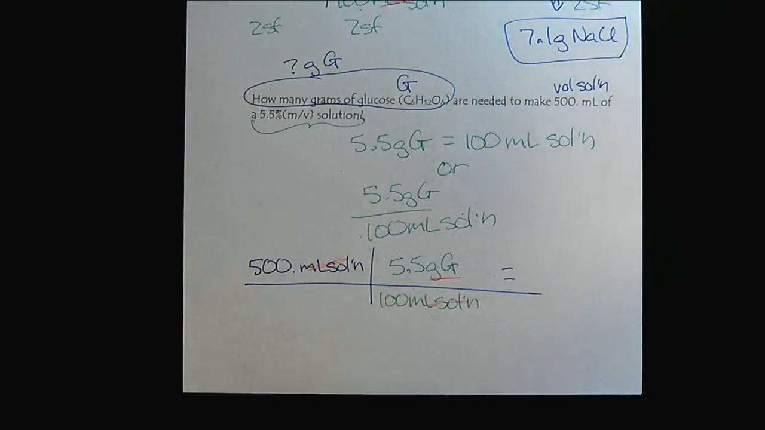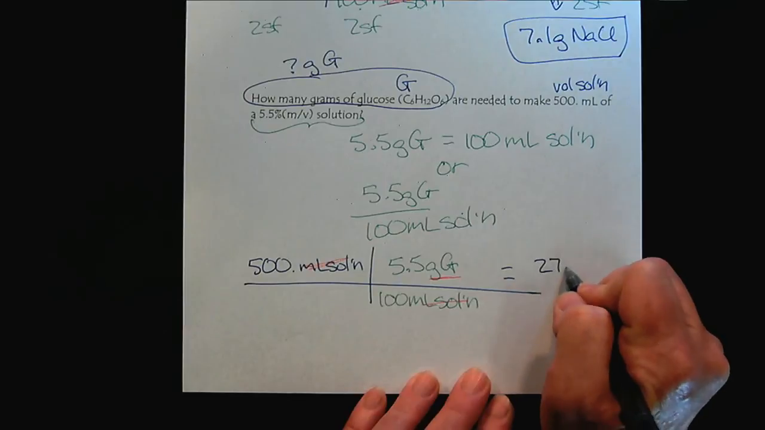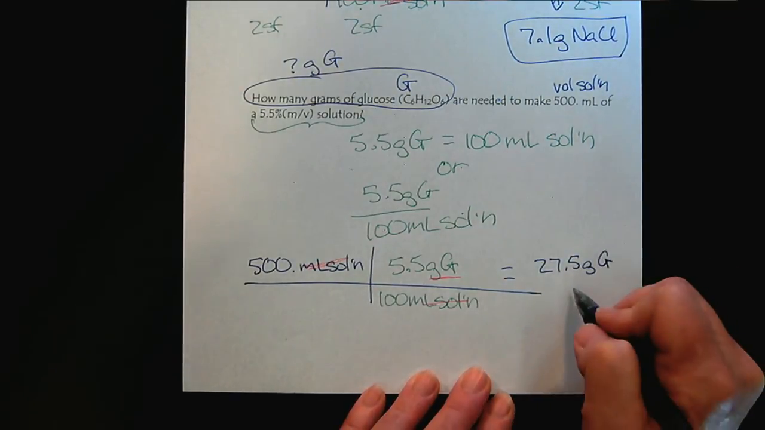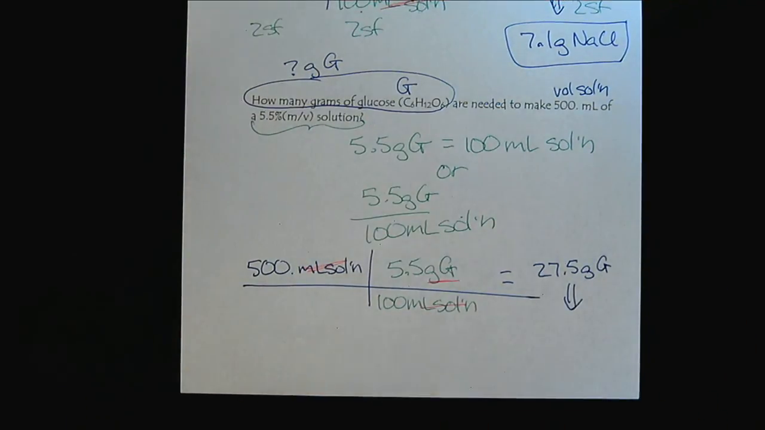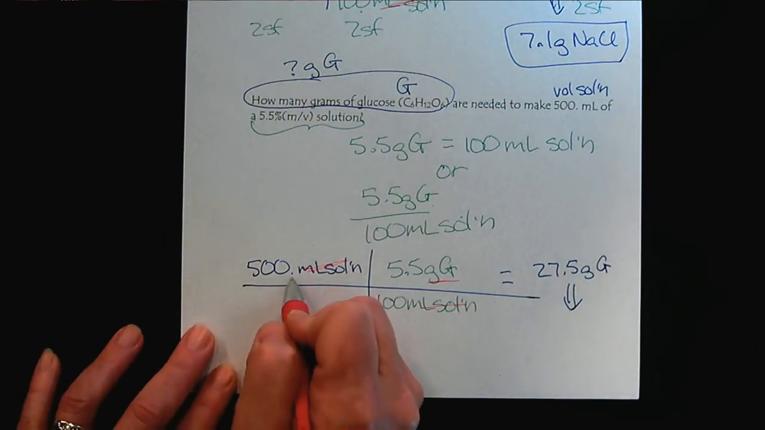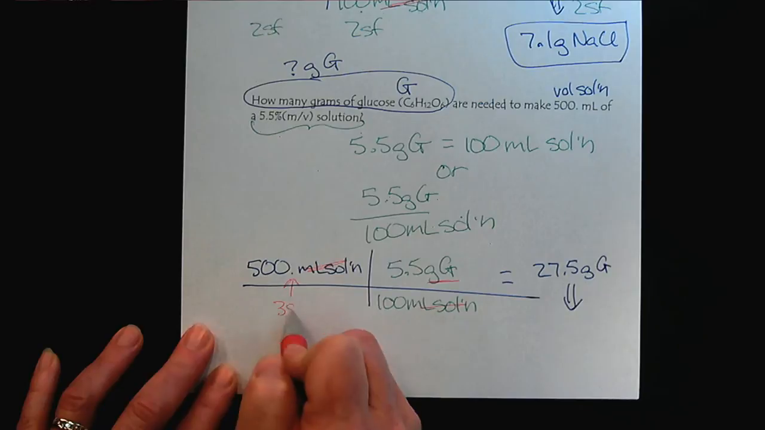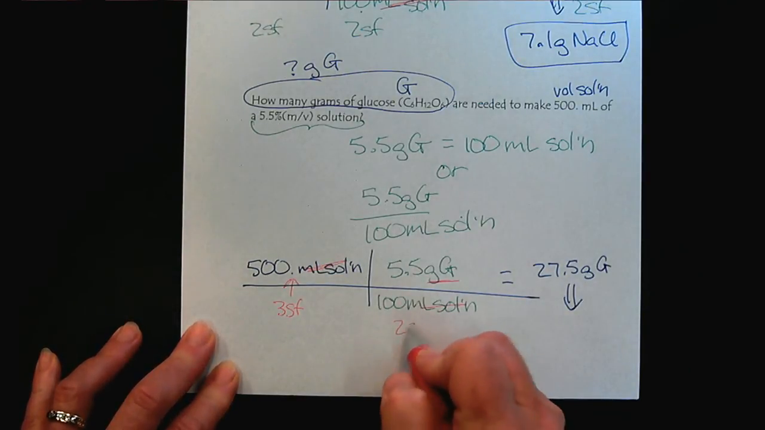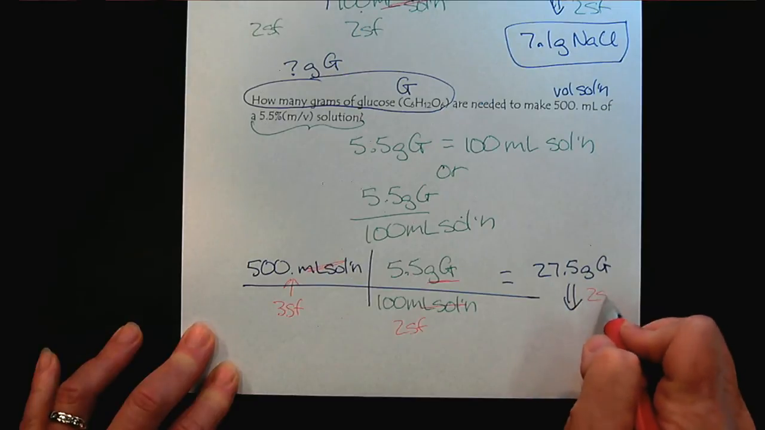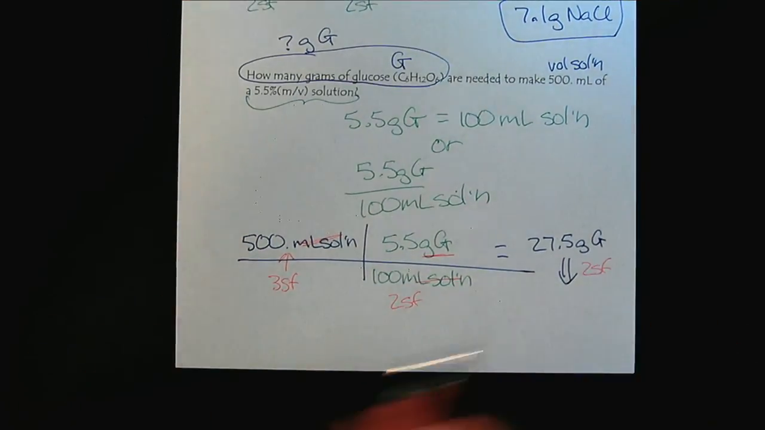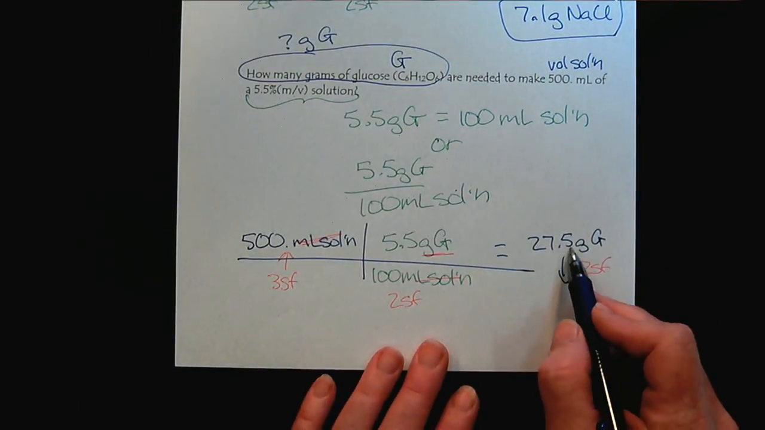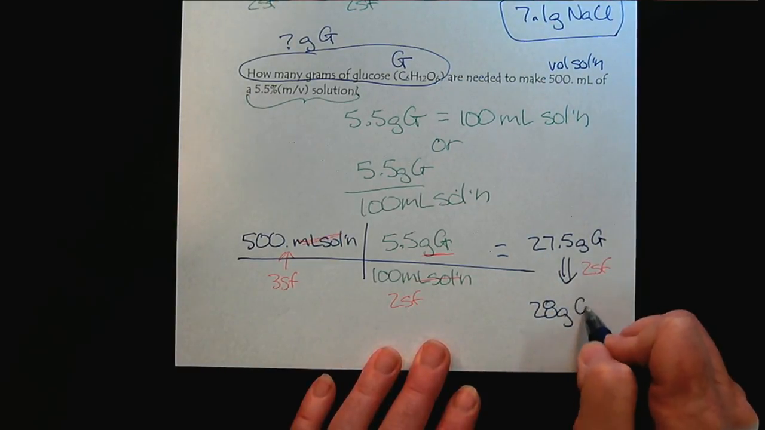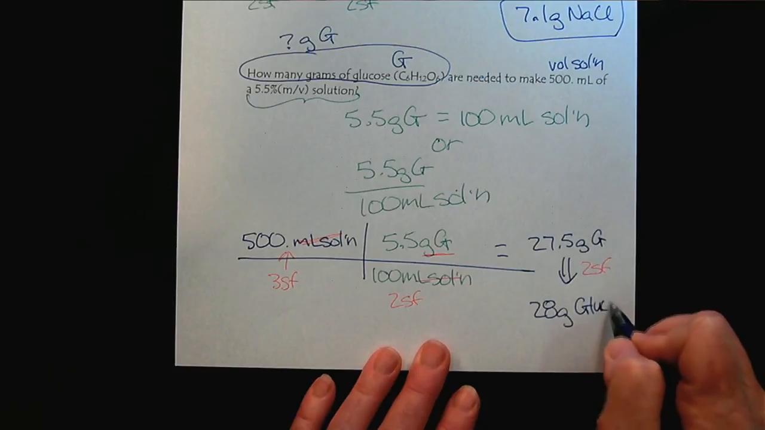and we find that we would need to weigh out 27.5 grams of glucose. And if we look at our data, there is a decimal here, so that's 3 sig figs for those trailing zeros. Here we're at 2 sig figs, so we'll report our answer to 2 sig figs. With a 5 we round up, so we would need to measure out 28 grams of glucose.